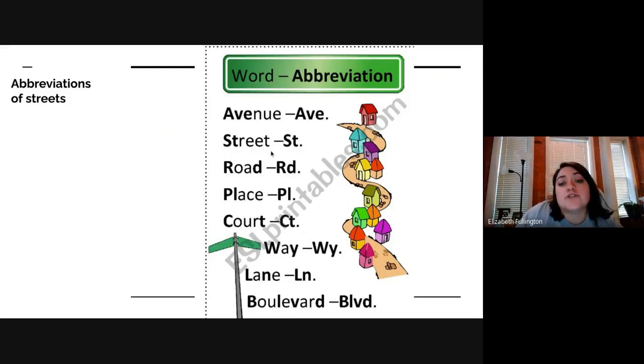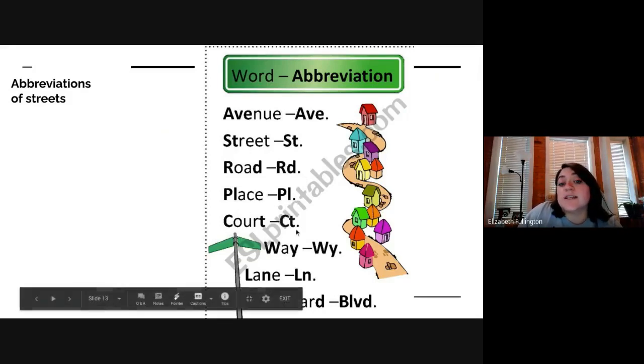You could do street all the way, or you can shorten it. So it's ST period. And road, they took the beginning letter and the end letter and made Rd. Place is with PL period. Court is the same thing as road, C and T, and that makes Ct.